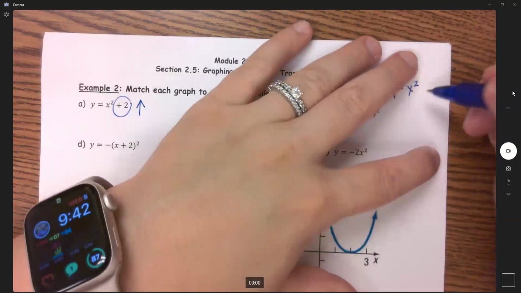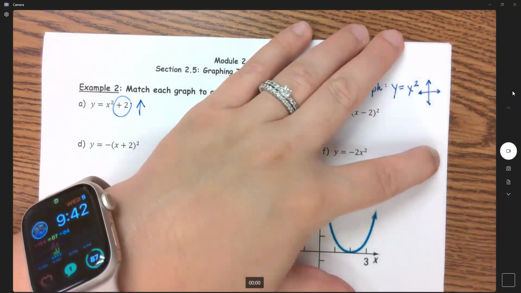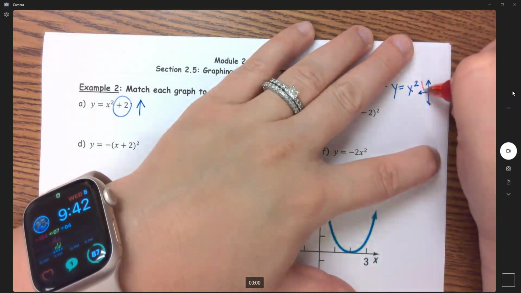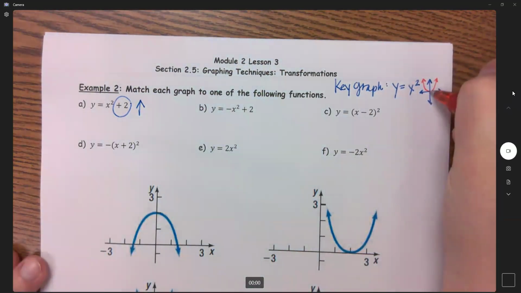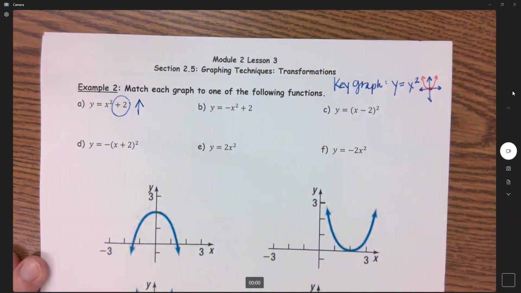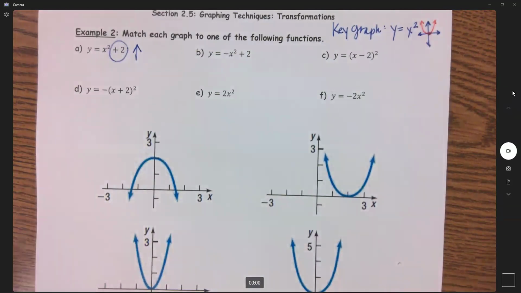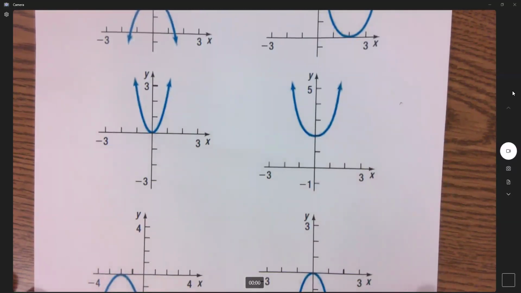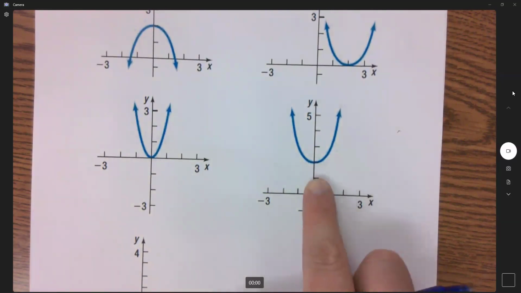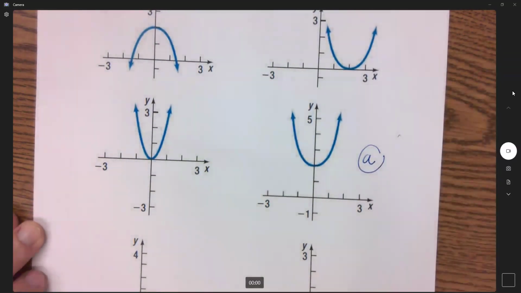Now this graph usually starts right there at the origin, where the vertex is at 0, 0. So which one of these graphs has had a vertex that has been moved up 2 units? That would be this one right here. It started at the origin and now it is up 1, 2 units. So this one matches A.